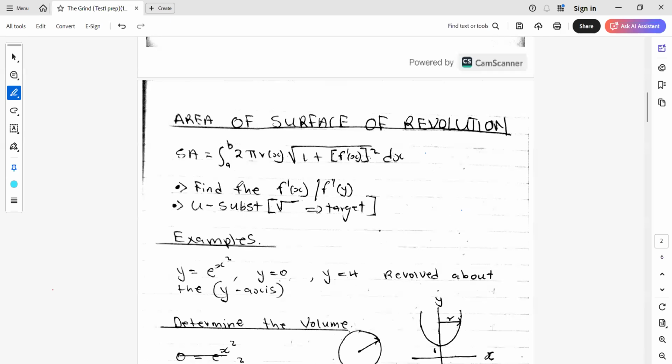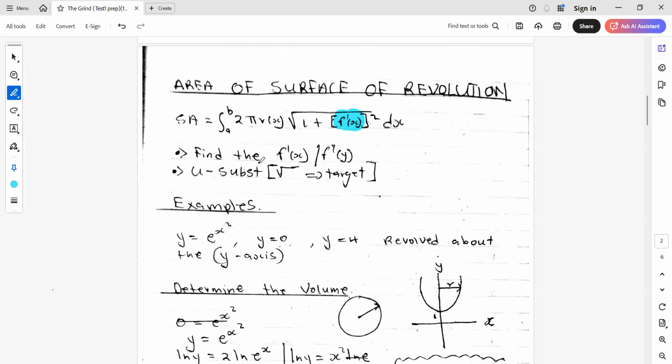Okay, but now the step that you have to do in order to solve each and every problem on the area of surface of revolution: in that case, you'll have to find the derivative first, because that will be your master, right? Find the derivative. Then after that, you use a u-substitution since you have the square root. Okay, so find that, and then after that, you're going to have to compute your surface area.